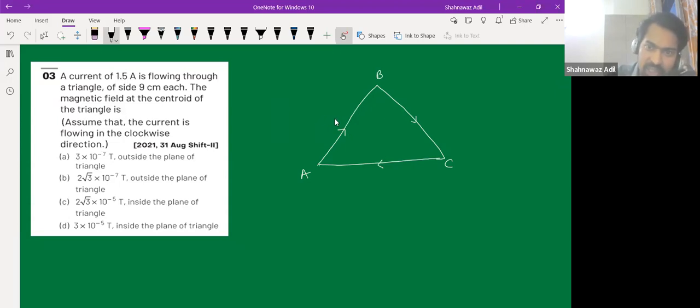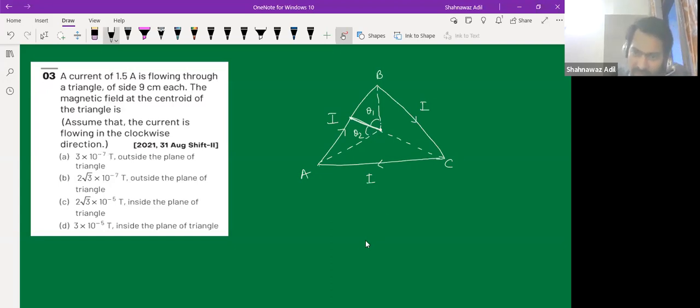One from this one. So let's say this is I, this is I, and this is I. We have to calculate the magnetic field at the centroid. So what do we know? We know this is theta 1 and this is theta 2. So how much would be this thing?